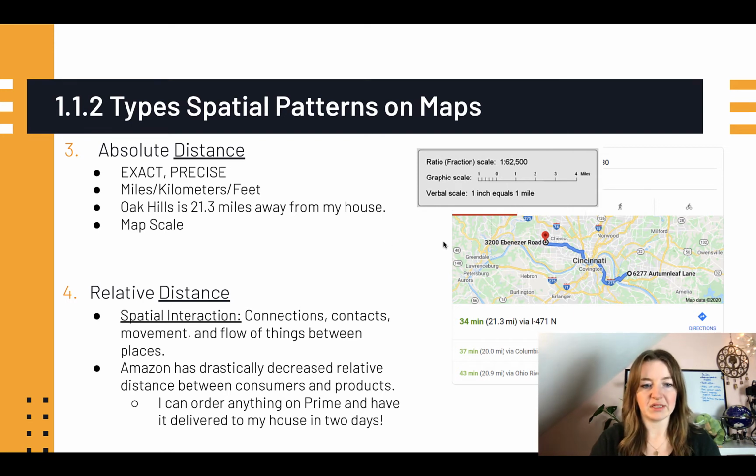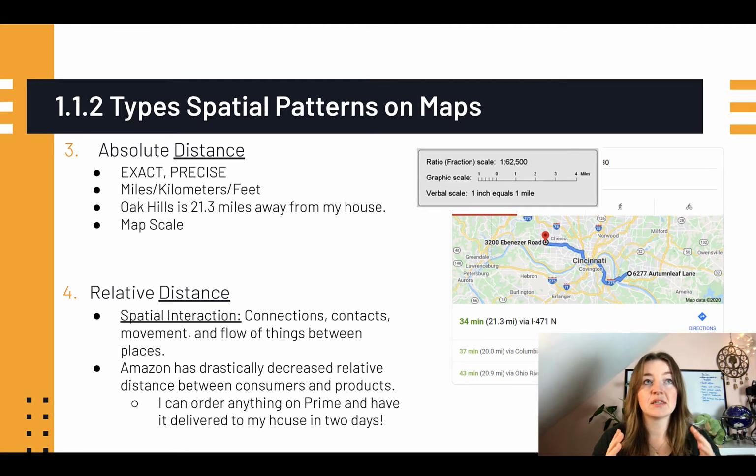And then we have relative distance. Relative, again, kind of related to other things, but a little bit different. So relative distance, we look at one thing in particular, and that's spatial interaction. So this is the connections, the contacts, the movement, and the flow of things between places. So Amazon has drastically decreased relative distance.